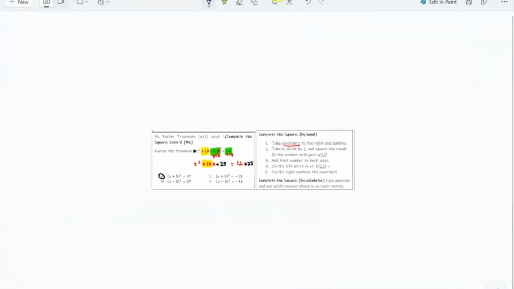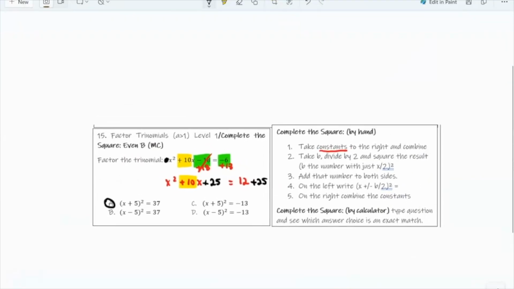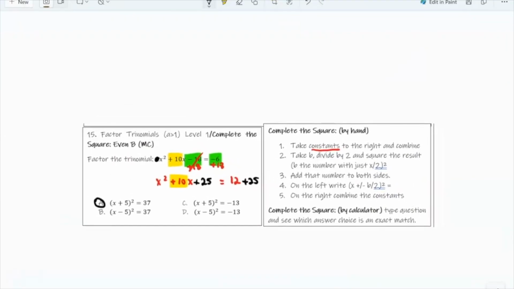So, I'm getting ahead of myself. Let me read the instructions. So we took b divided by 2 squared, add the number to both sides. On the left, write this. So we're going to write x in parentheses. And then it says plus or minus depending on what b is, right? So what's b? B is positive. So I'm going to write positive. And then b divided by 2. So only b divided by 2 here. So 10 divided by 2, which is 5. Close the parentheses and then square. And on the right, combine the constants, which we just said was 37. Okay, and that's it. So that answer, you can see, matches with A.